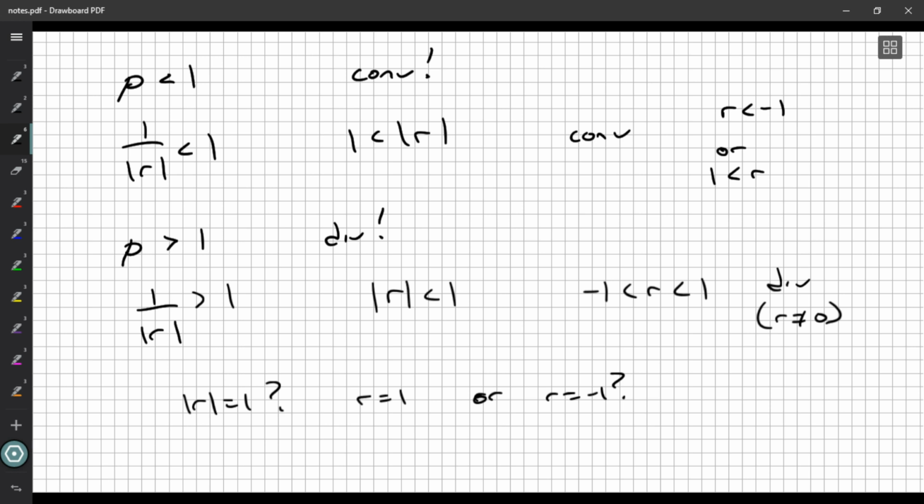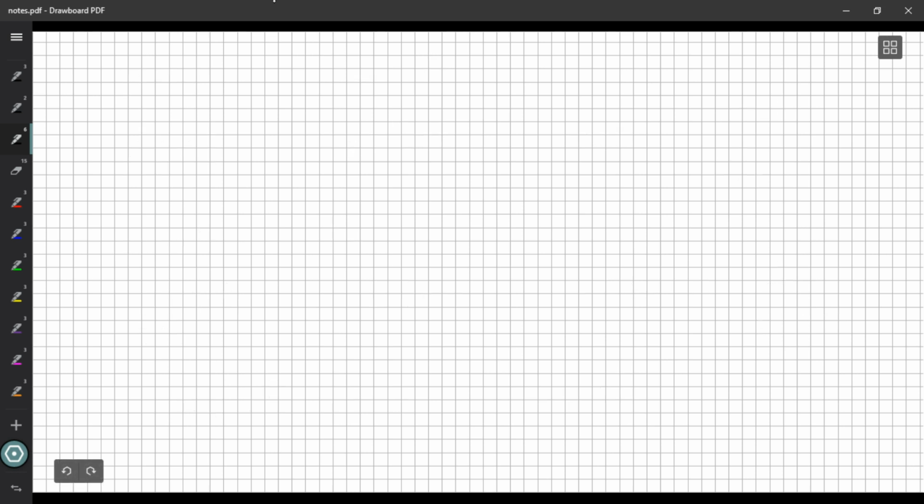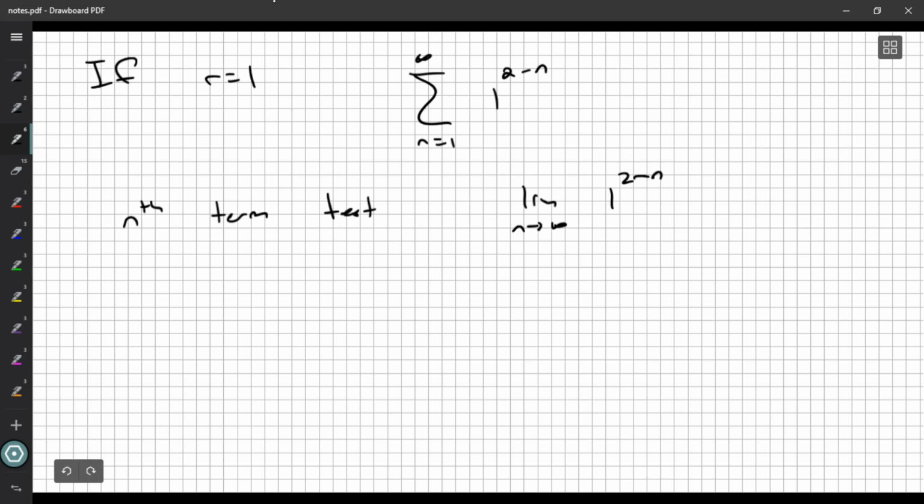And as is often the case with a general find the values of x that do such and such question, when you use the ratio test or the root test, you're going to have a couple special cases left over. So if r is equal to 1, what are we doing? We're adding up 1 to the 2 minus n, but the nth term test should help us. In fact, the nth term test will help us with both of these. Okay, so we'll say nth term test. The limit as n tends to infinity of 1 to the 2 minus n is just going to be 1. This isn't 0, so we get divergence.